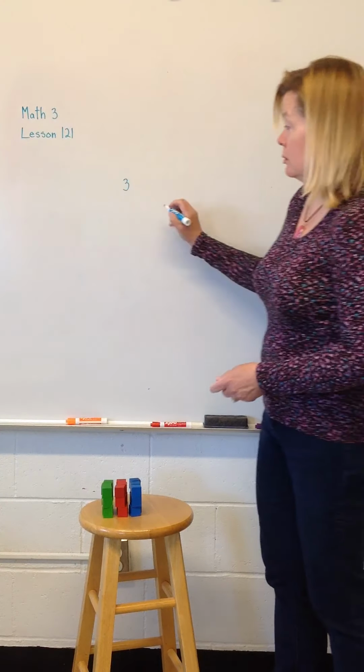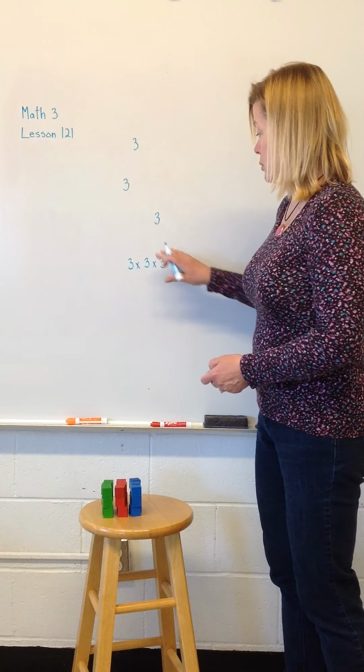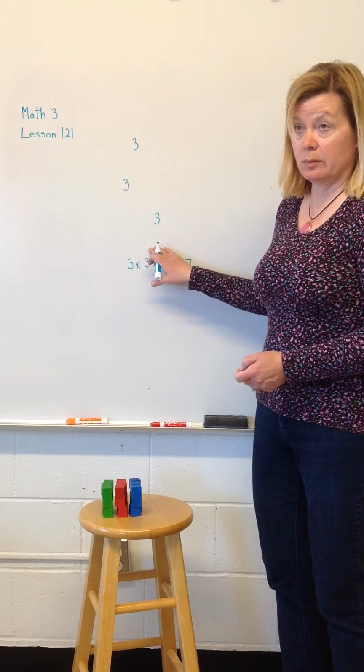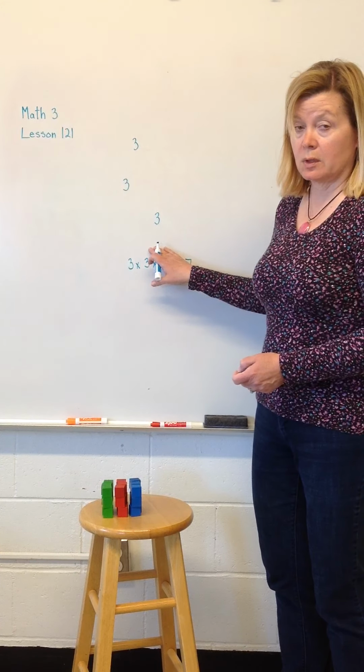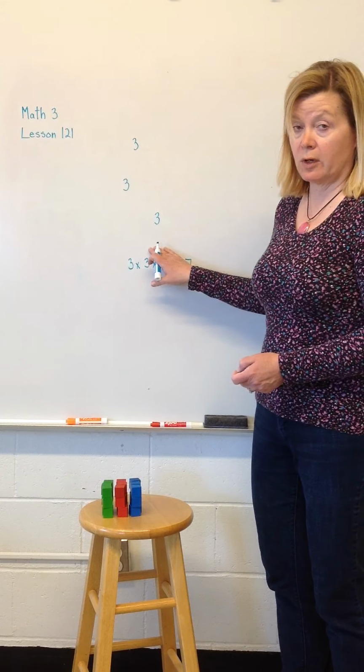This one might not be as easy to just figure out with mental computation. Let's write our number sentence. Should be 3 times 3 times 3. What's 3 times 3? 9. And 9 times 3? 27. So then write your answer in the space above. That volume equals 27 cubes.